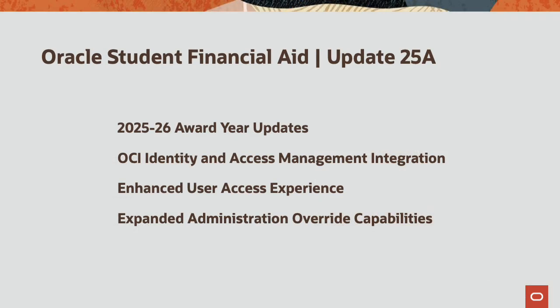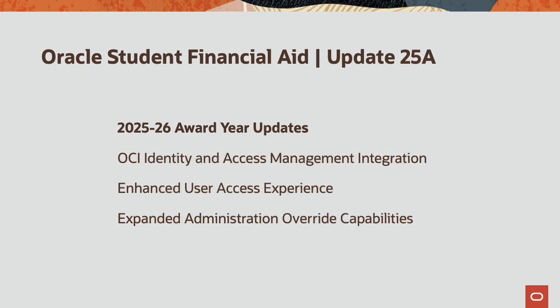With 25A, we delivered a number of features that will allow you to process your 25-26 award year funds and enhance your identity and access management capabilities as well as your user experience. With the February maintenance pack, we released additional features to support regulatory updates and expand your administration capabilities. We will first look at the updates to support the new award year.